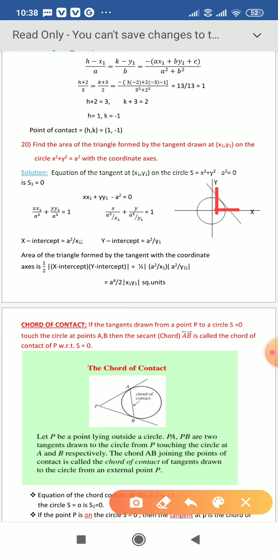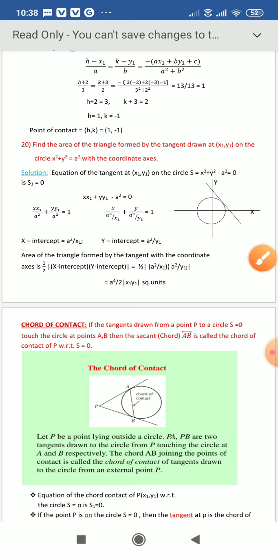To find the x-intercept and y-intercept, we find the equation of the tangent. Given that the tangent is at x1 y1 to the circle S equal to 0, you know the equation of the tangent at x1 y1 is S1 equal to 0. There is no g, f, so x x1 plus y y1 minus a square is equal to 0. This is S1 equal to 0.